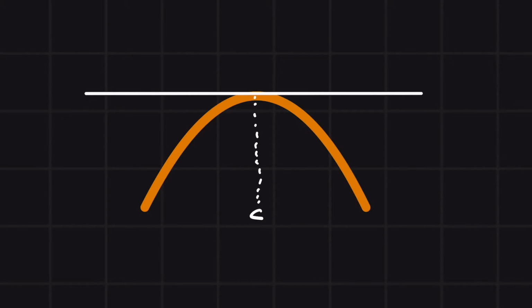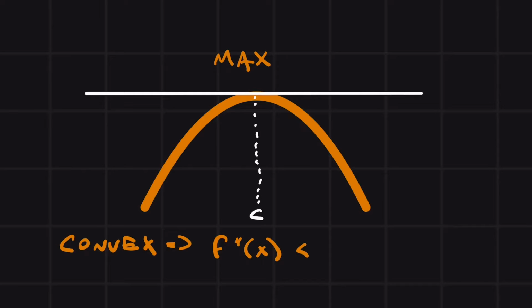There are 3 scenarios to consider. The first scenario is whenever you have a local maximum point. If you have a maximum, that means that your graph must be convex. And if your graph is convex, that means that f double prime of x is less than 0. We also know that at a maximum point that you have a horizontal tangent or a vertical tangent. That means that f prime of x is either equal to 0 or does not exist.